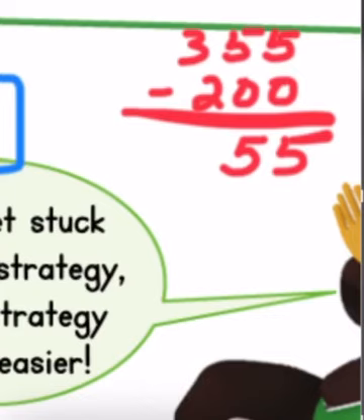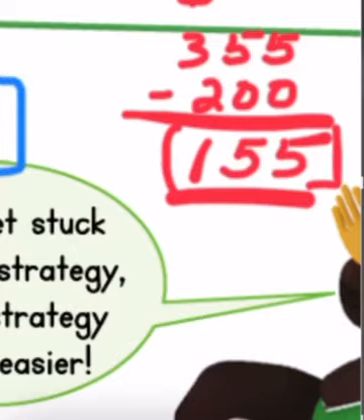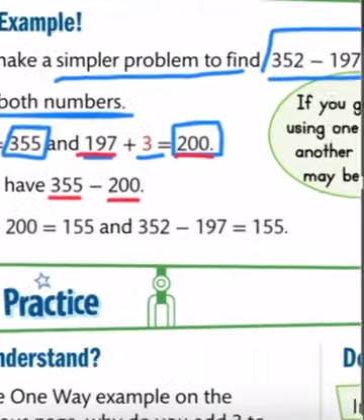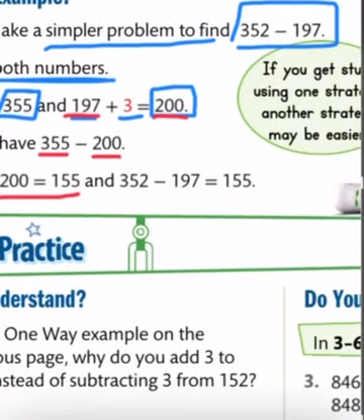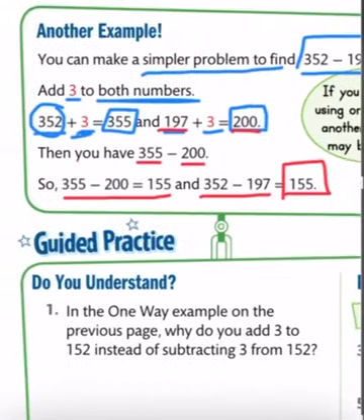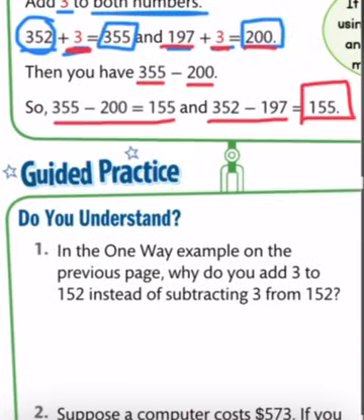And then finally we work our way to the hundreds column. 300 minus 200 is 100. So our final answer is 155, and that's what they show us here. So 355 minus 200 is 155. That means 352 minus 197 also equals 155. Super important though that if we decide to add something to one number, we have to add it to the other number also.